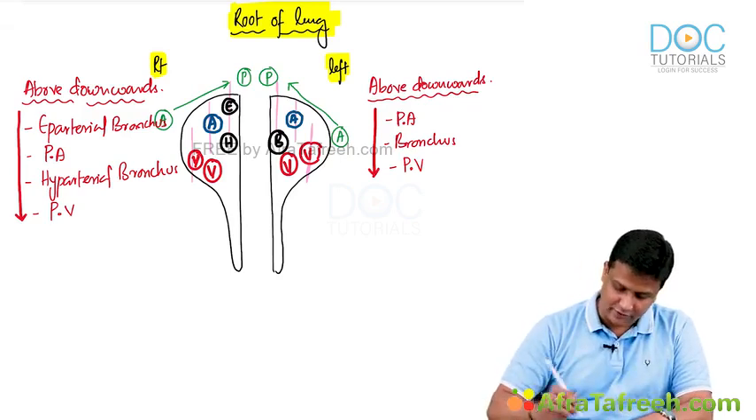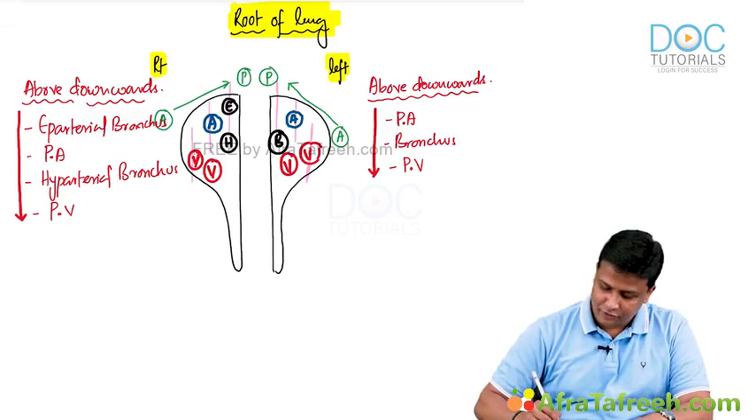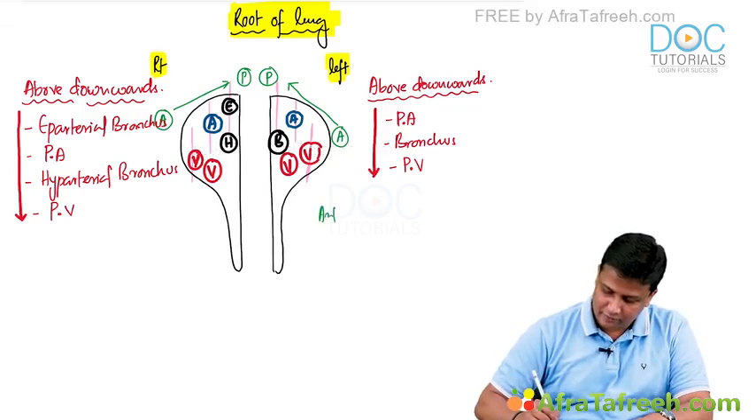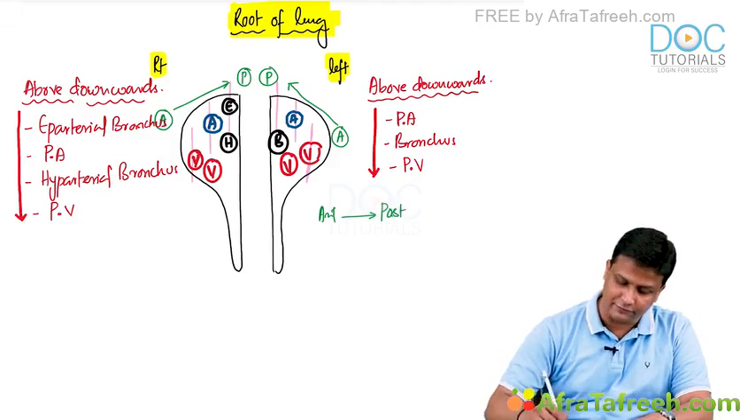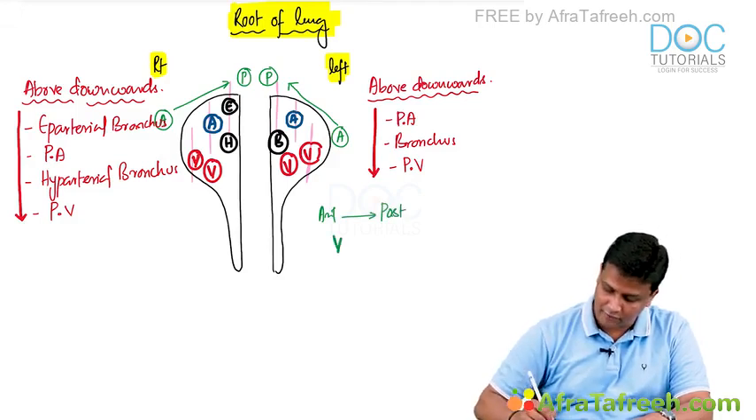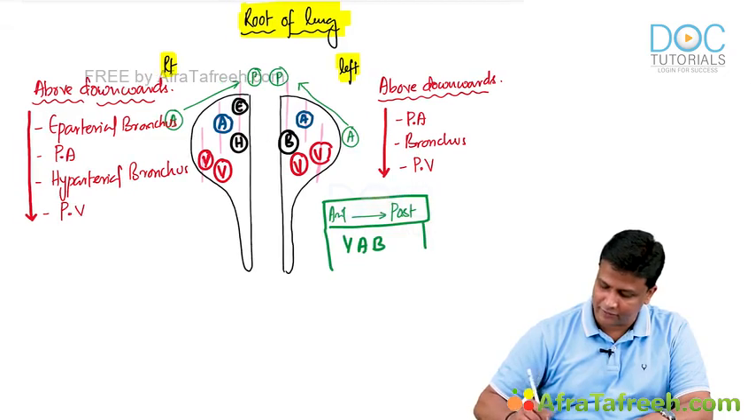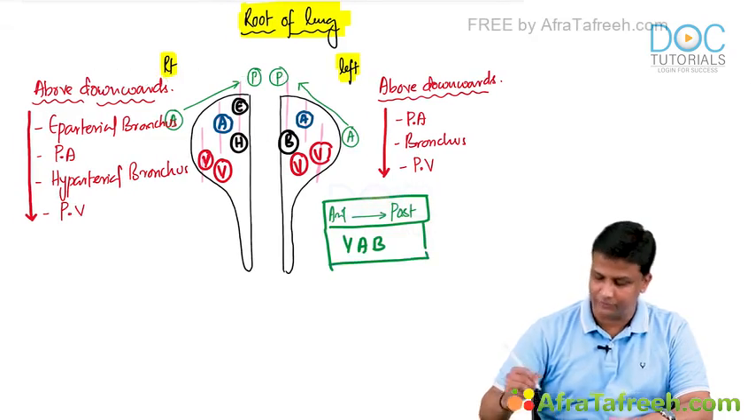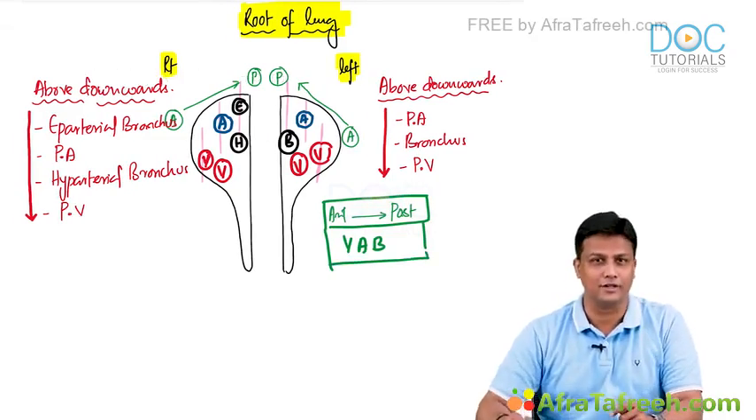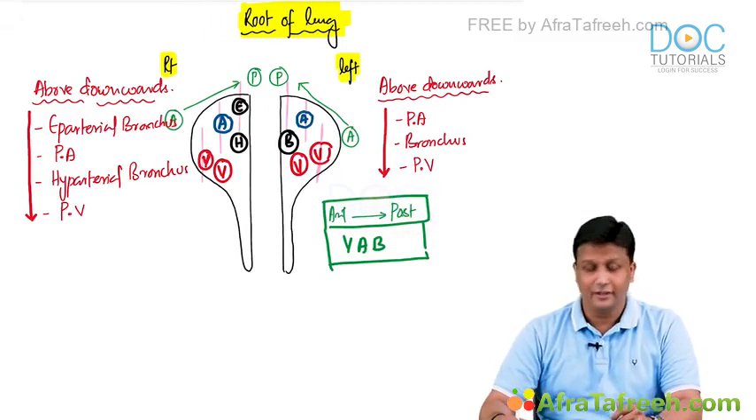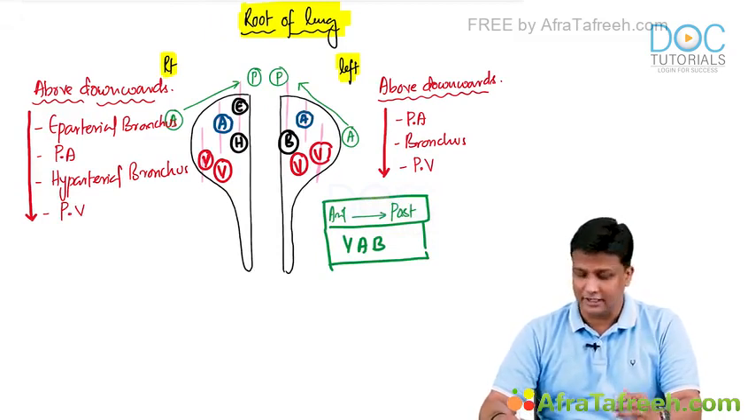So let us write it here and finish it off. When you're going from anterior towards posterior, the arrangement of the structures will be first the vein, followed by the artery, and then followed by the bronchus. And thank God we don't have to learn it separately for the root of the right lung and left lung. It is the same for both of them: vein, artery and bronchus. That is the best way to learn here: the arrangement above downwards and then anteroposteriorly.